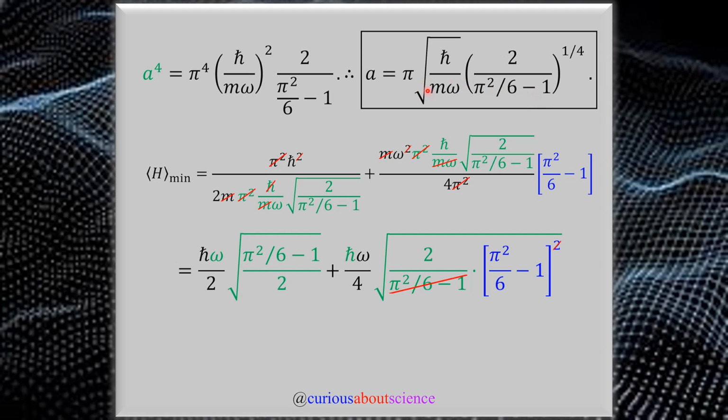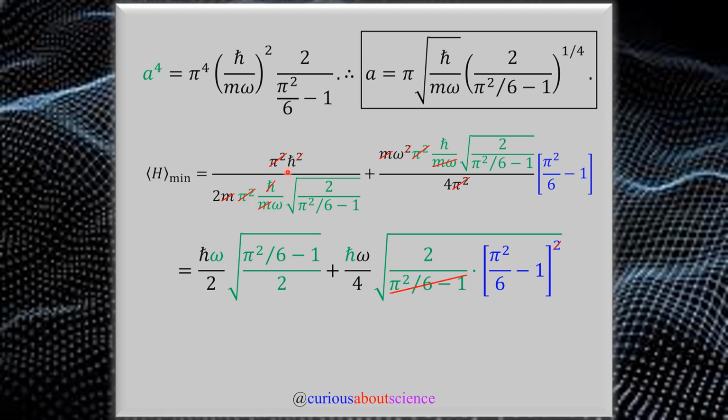But now that we have the variational parameter optimized, we need to plug that back into the Hamiltonian to find the minimum. And as we see here, a whole lot of canceling happens. Take your time with this step and make sure that you're comfortable with it all, because it is probably the hardest part of it all.